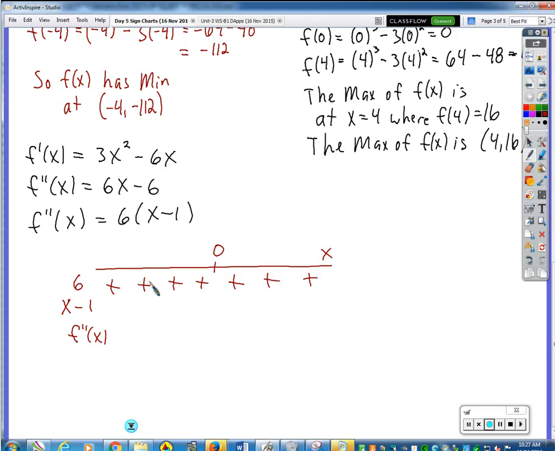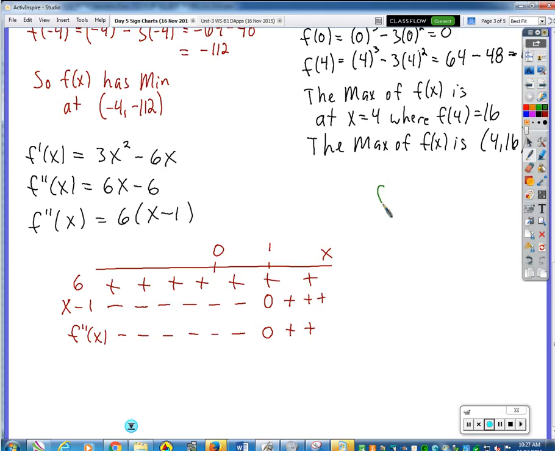X minus 1 goes really quickly. Put 1 right here. That's 0. I test. You draw negative, a positive. Now I can build the sign chart for F double prime very rapidly. Now I can answer all these questions.